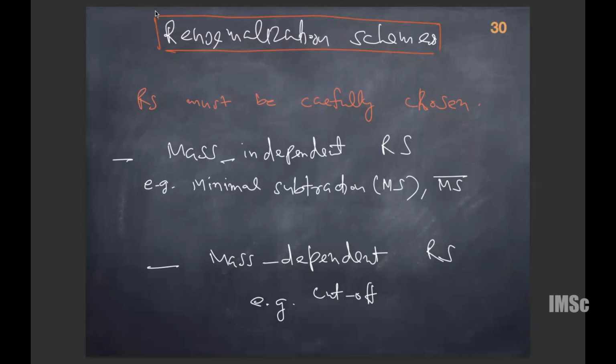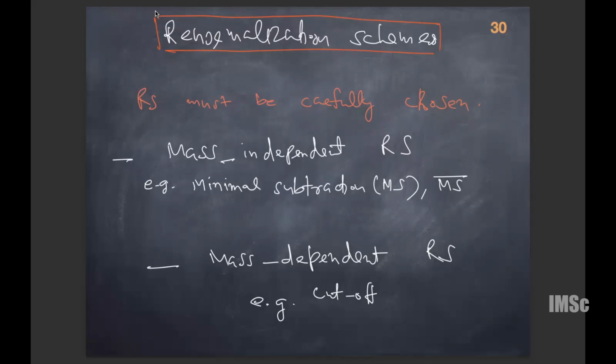So I will argue that if you use the cutoff, there are practical problems in using the cutoff here. Basically, there are two kinds of schemes. Momentum cutoff is a scheme which falls into the class called mass dependent schemes, and there are mass independent schemes.